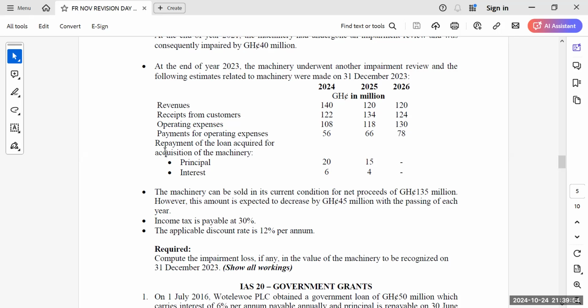So any cash flow or any amounts relating to a liability that is already recognized, please, we don't include it, because the principal payment will be taken from a loan that has already been recognized.